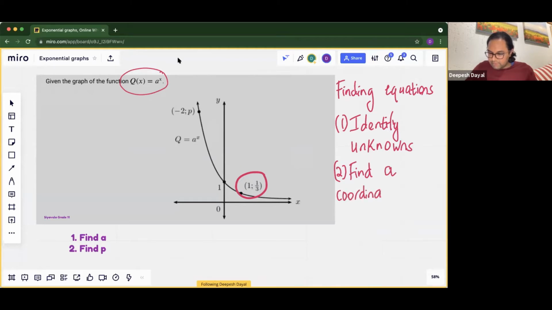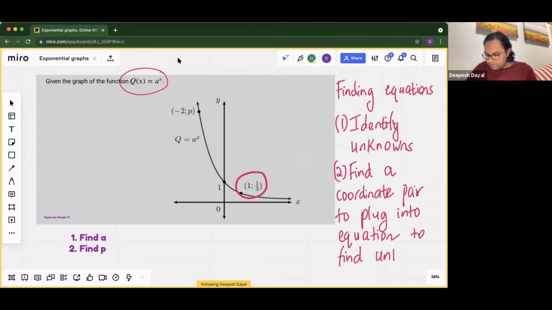So find a coordinate pair to plug into the equation to find unknowns, right? Unknowns can be an unknown variable actually, right? So it's an unknown variable. Okay, so find the unknown variable or variables, right?